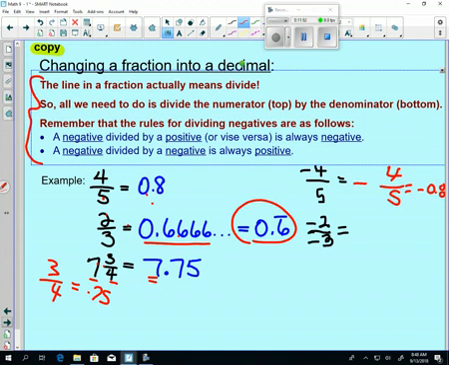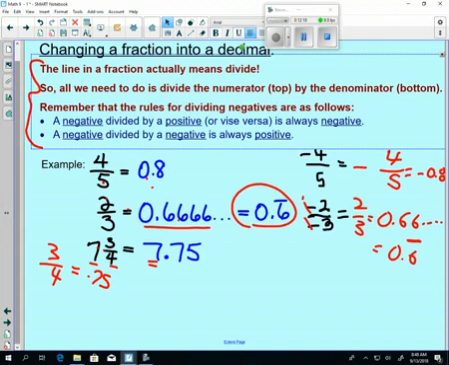Minus 2 over minus 3. Remember, if there are two negatives, they'll cancel out. So that's the same as 2 over 3, which is going to be a positive 0.6666 going on. So we just write it as 0.6, put the bar over it. Okay? Excellent.